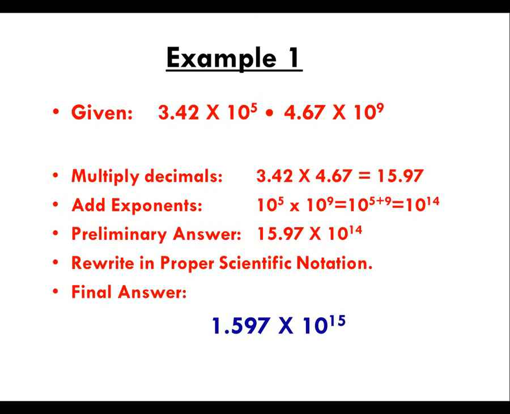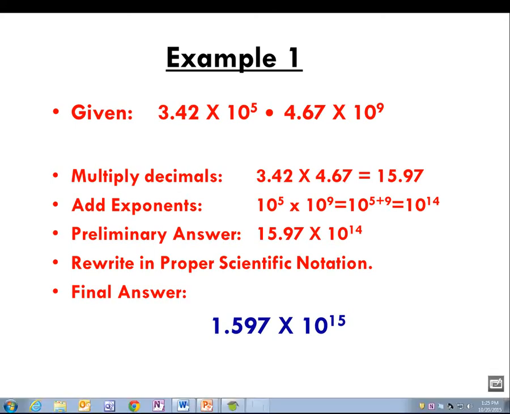Multiplying is pretty easy. Example 1. Here's what we're given. We have 3.42 times 10 to the 5th, multiplied by 4.67 times 10 to the 9th. First, what we're doing is we're going to take out the decimals, take out the constants, and multiply those together like we normally would. And just as a reminder, you ignore the decimals, then put as many decimals that were in the original for multiplication.